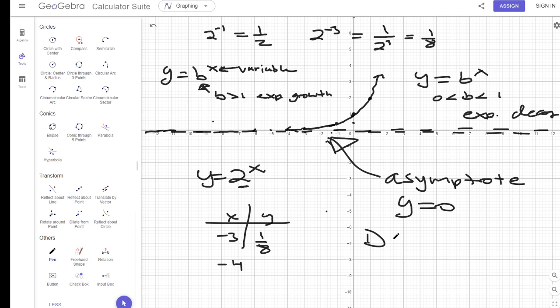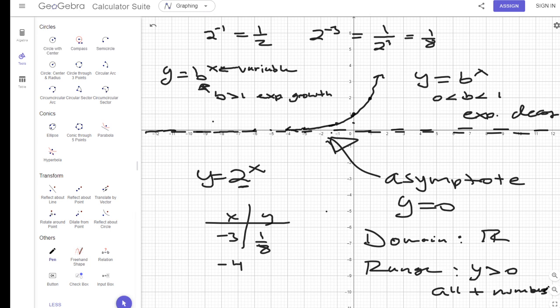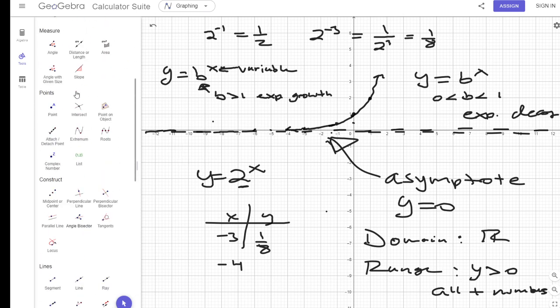And if I was looking for the domain of this graph, it's going to be all real numbers. The range is going to be anything greater than 0, not equal to 0, it doesn't touch 0, more than 0, or you can say all positive numbers. That includes decimals too. All right, let's look at one where it's a decay.